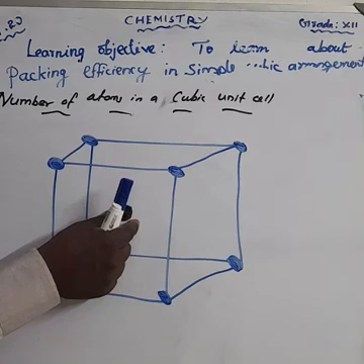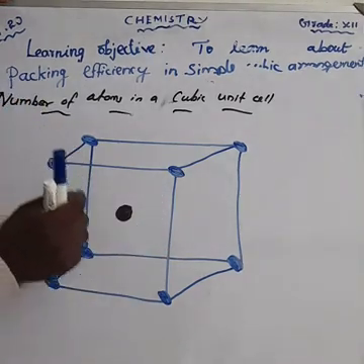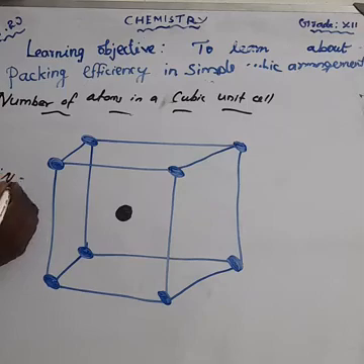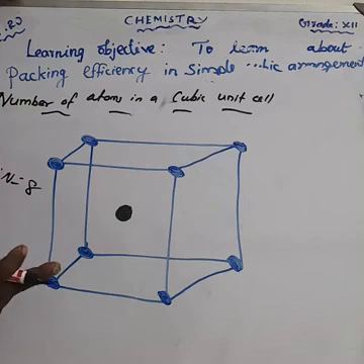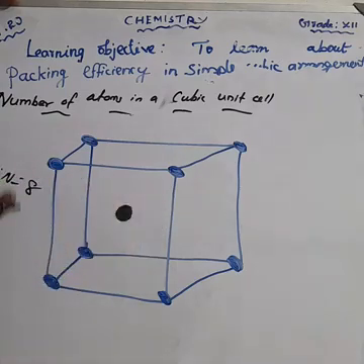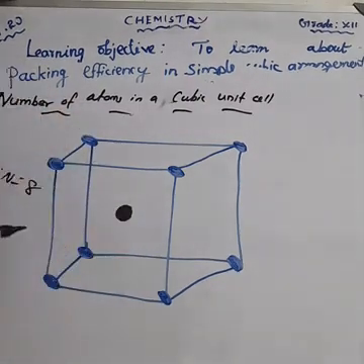Each atom is surrounded by 8 nearest neighbors, and also the coordination number is 8. What is the coordination number? The coordination number is equal to 8. Don't forget that each atom is surrounded by 8 nearest neighboring atoms, and the coordination number is 8 for the BCC arrangement. Clear?